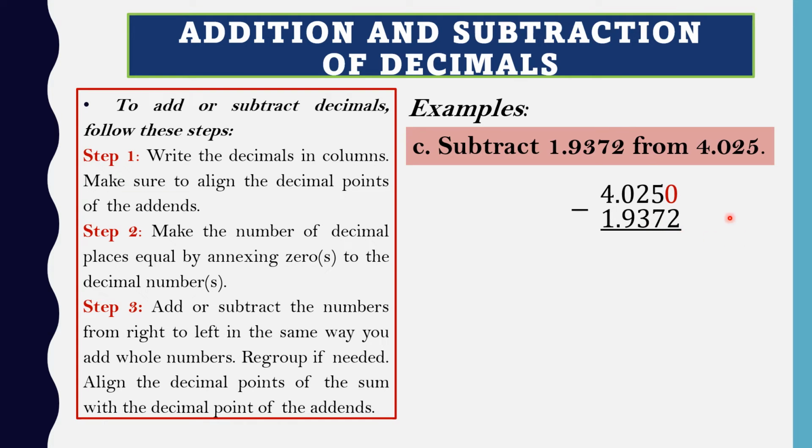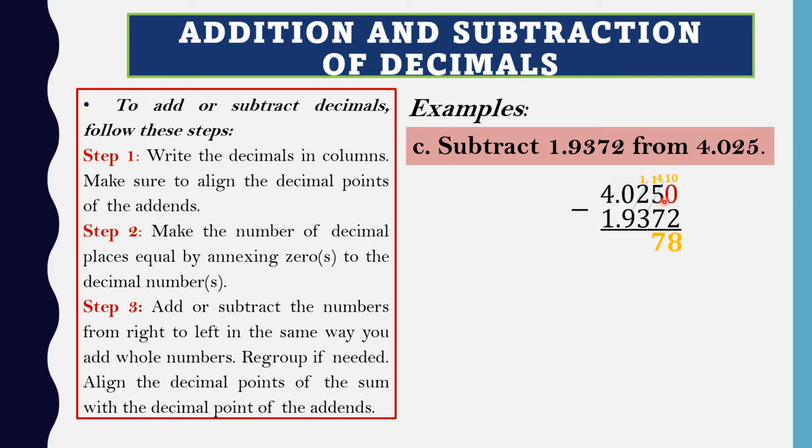Again, we annex 0, and then we can now subtract. So 0 minus 2 cannot be, we will borrow from 5. So 5 will become 4, and 0 here will become 10. We can now subtract 10 minus 2 is equal to 8. And then 4 here cannot subtract 7, so we will borrow from 2. So 2 will be 1, and 4 here will become 14. Now 14 minus 7 is equal to 7.